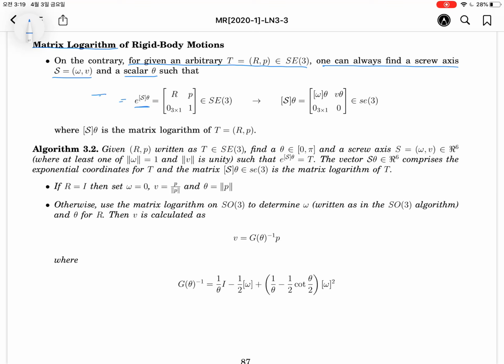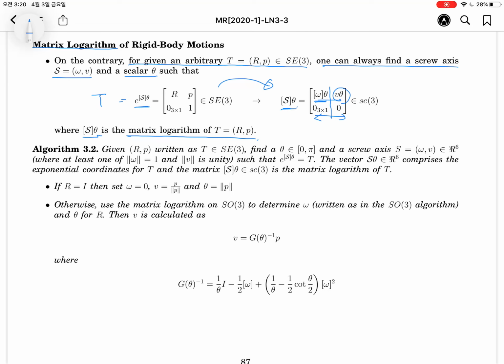Okay, for a given transformation here, if you take the matrix logarithm, then we can get the matrix form of the screw axis and the scalar distance theta. So this is the 3 by 3 here, the 3 by 1 here, and the 4 zeros here. This matrix form of a screw axis times distance is called the matrix logarithm of the homogeneous transformation.